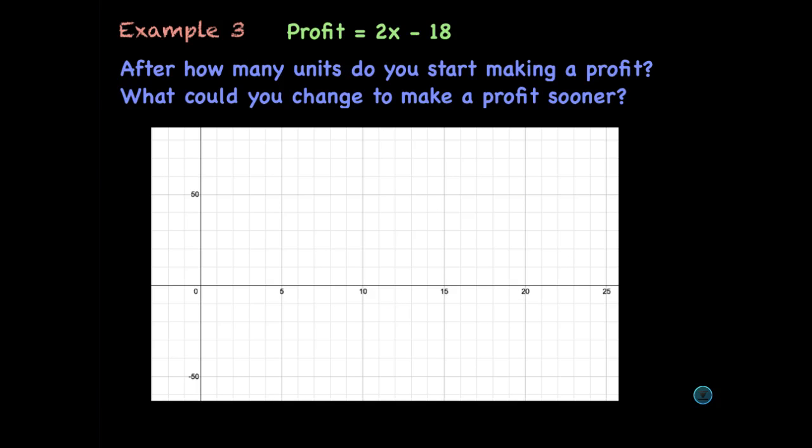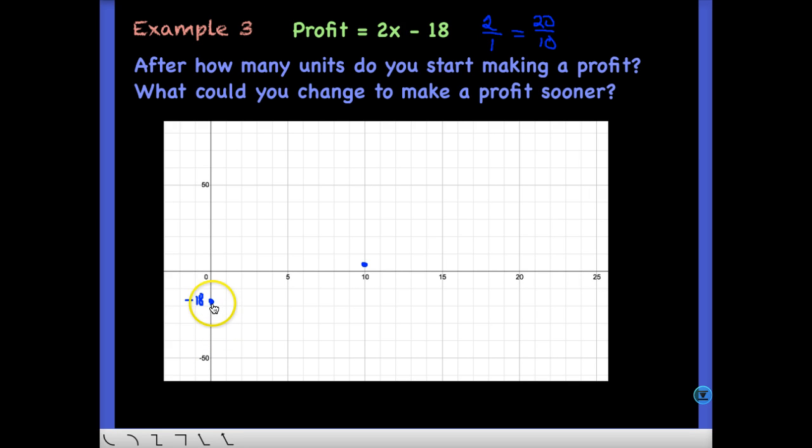Let's look at a third example. In this example, it says, after how many units do you start making a profit? What could you change to make a profit sooner? Well, this is going to be an easy one because we just talked about this. Let's go ahead and graph our equation. So we have a y-intercept of negative 18 and a slope of 2 over x. And again, I think it might be easier to multiply, or slope of 2 over 1, I should say, to multiply both the numerator and denominator by 10 to get 20 over 10.